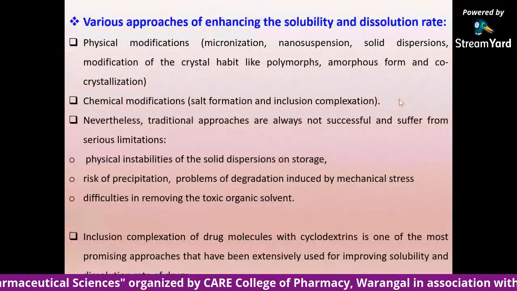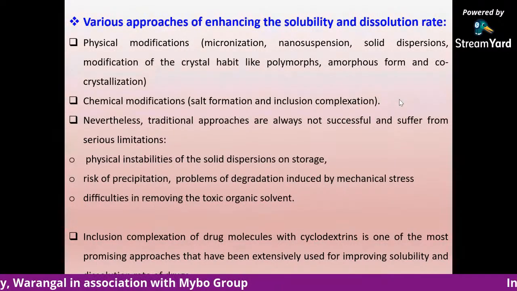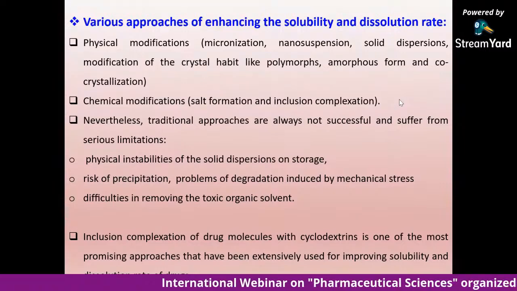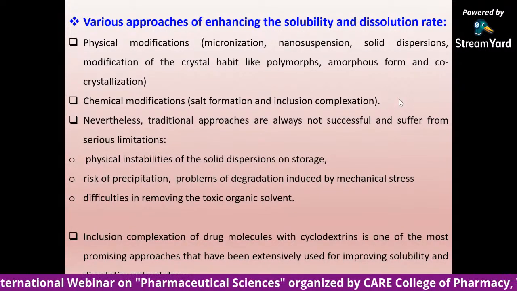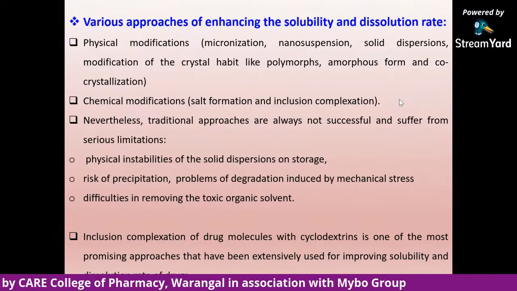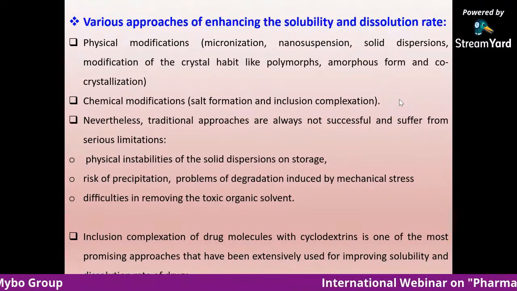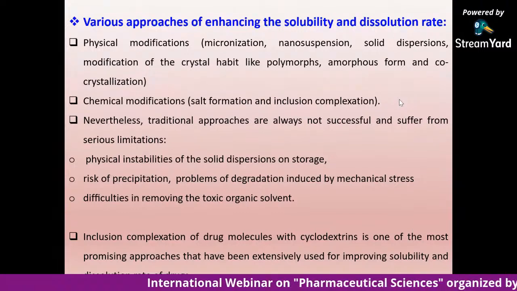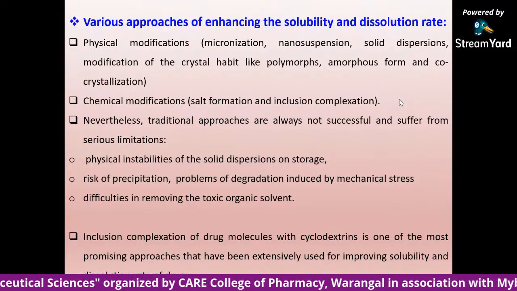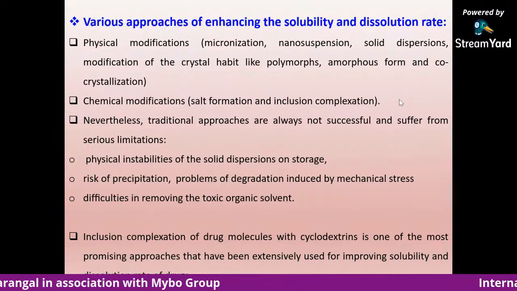So, as we discussed, there is a great need of enhancing the solubility. Here we can see various approaches for enhancing the solubility and dissolution rate of drugs. These techniques involve physical modifications or chemical modifications. Physical modifications include micronizing or nanosizing, forming solid dispersions, and modification of the crystal habit, like forming polymorphs or amorphous forms, and co-crystallization. Recently, co-crystals are gaining great importance because of their benefits. Chemical modifications include the formation of salts and formation of inclusion complexes, that is, drug-cyclodextrin inclusion complexes.